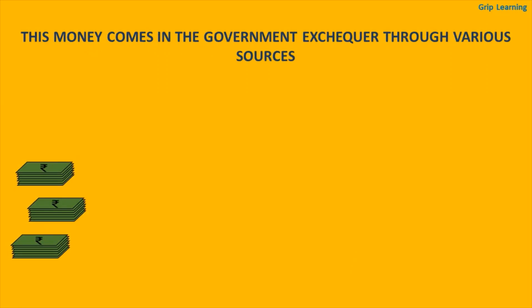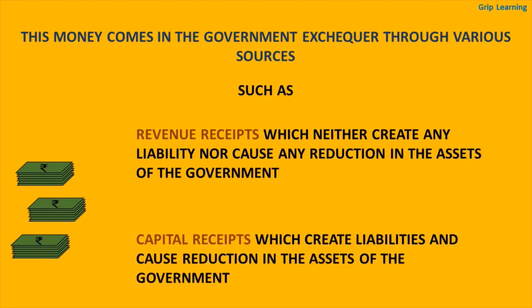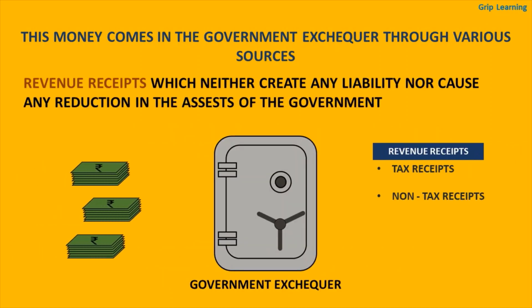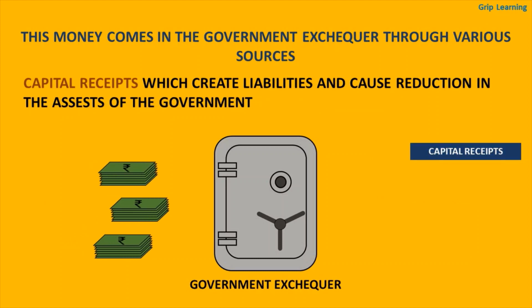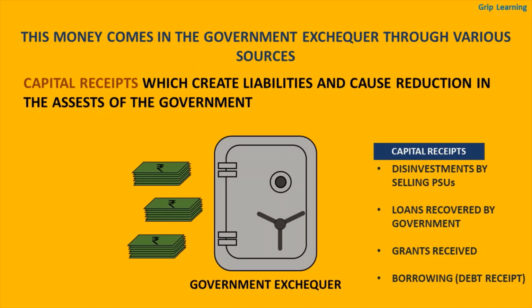This money comes in the government exchequer through various sources, such as revenue receipts, which neither create any liability nor cause any reduction in the assets of the government, and capital receipts, which create liabilities and cause a reduction in the assets of the government. Revenue receipts include tax receipts and non-tax receipts. Capital receipts include disinvestments by selling government companies, loans recovered by government, grants received and borrowing.